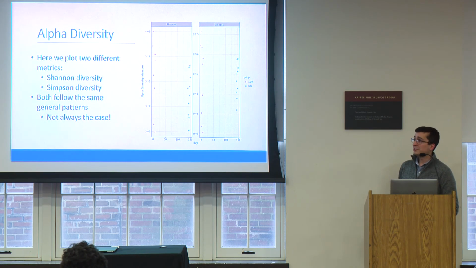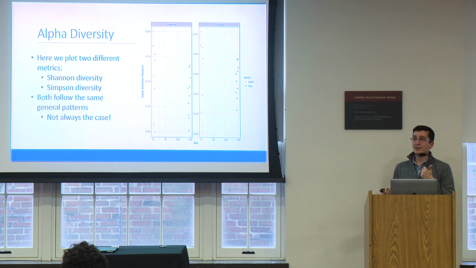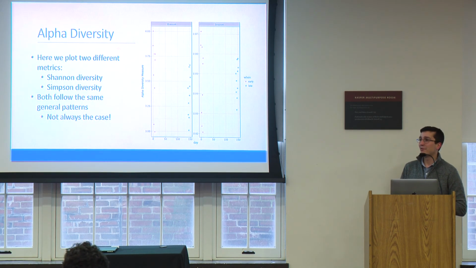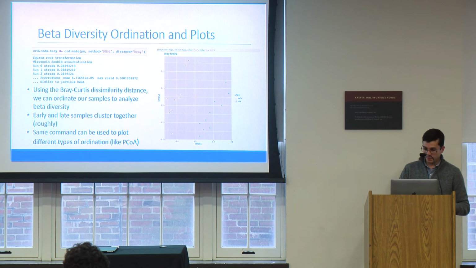One other thing I'll mention: since DADA2 gets rid of singletons, some diversity metrics are completely inappropriate for DADA2. For example, Chao1 is calculated based on the abundance of singletons and doubletons. So you can see the problem. If there are no singletons in your sample, you can't really calculate Chao1. But Shannon and Simpson diversity work well with this particular metric.